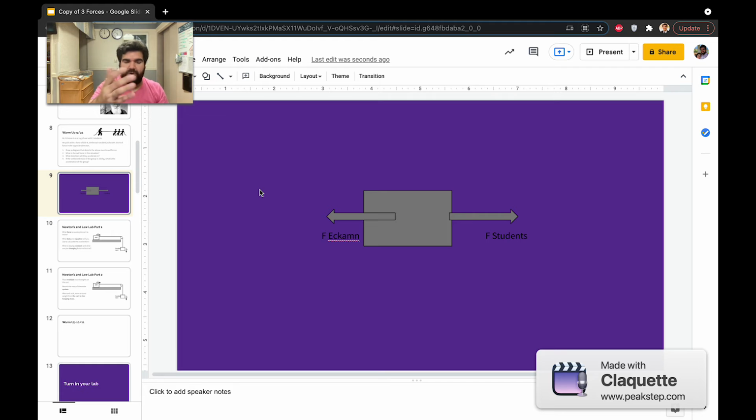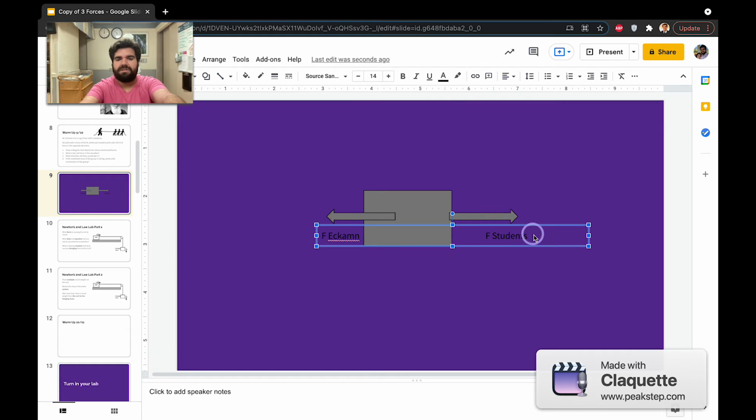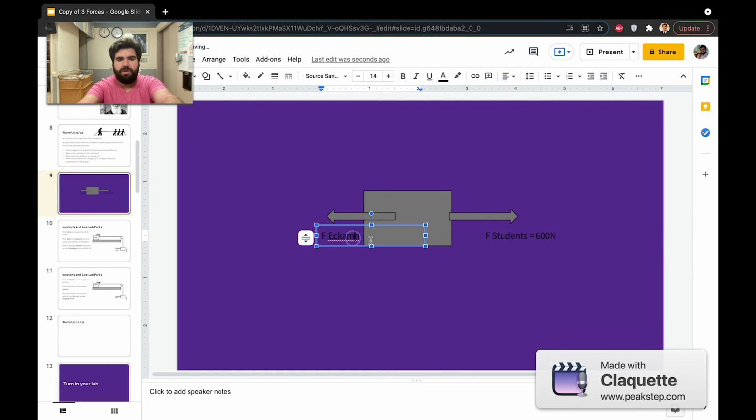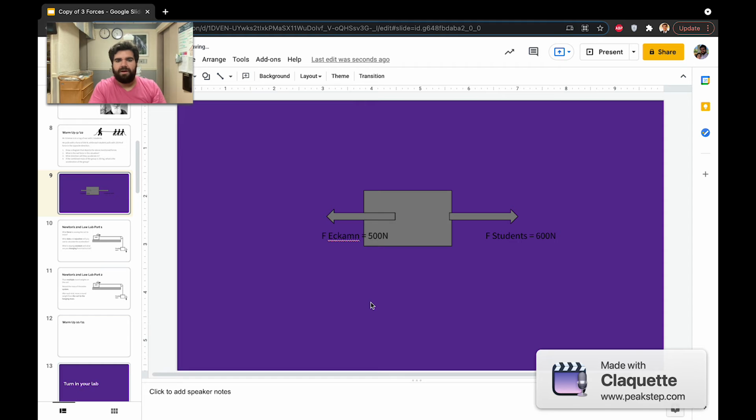If I were to add up all those forces, let me shorten that: force students, I know, is 600 newtons total. So I'm going to say equal to 600 newtons total. And force Ekman is going to be equal to 500 newtons total. When you are calculating net force, I'm going to take the force from one side and subtract the force from the other side. And that's going to give me the net force.